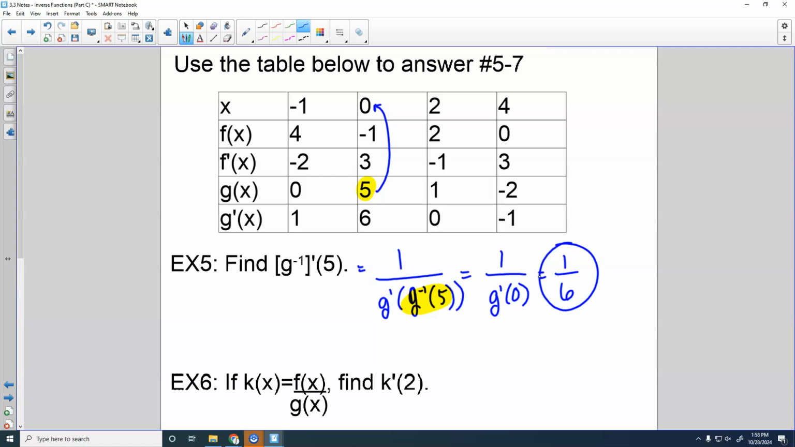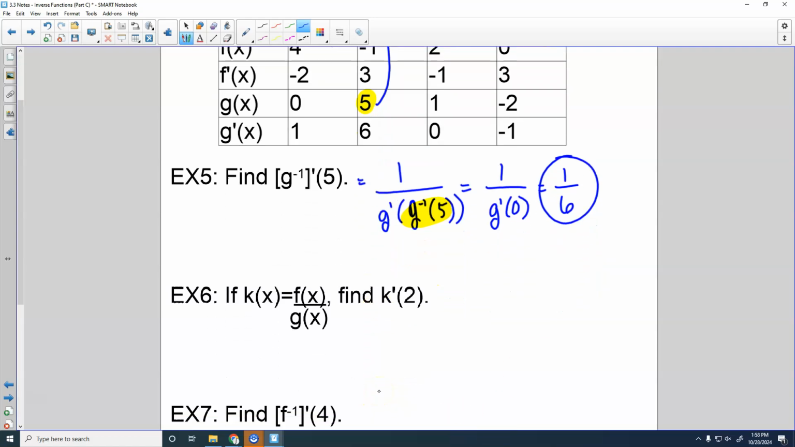Okay. For number 6, that one doesn't have anything to do with inverses. How do I take the derivative of that k right there? Quotient rule. I'm going to use the quotient rule for that. So I'm mixing these in because they love to put both of these types of problems with table problems, and that's what's going to be on our assignment mostly today.